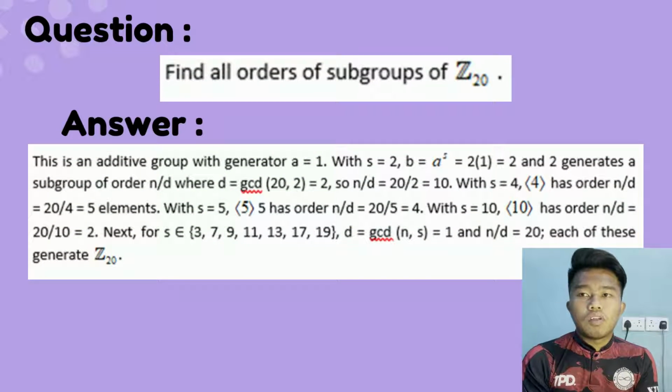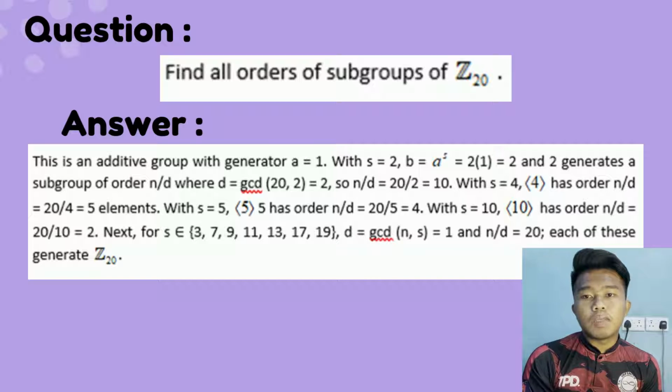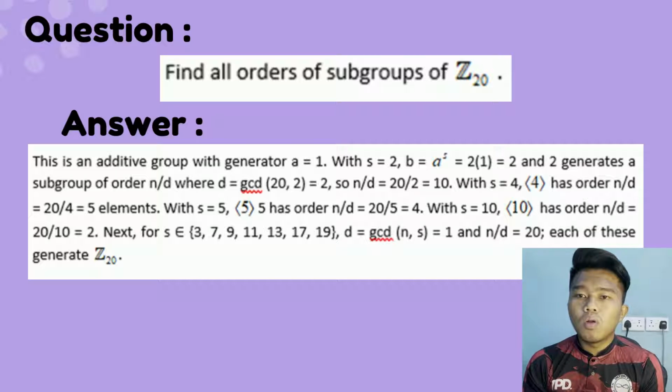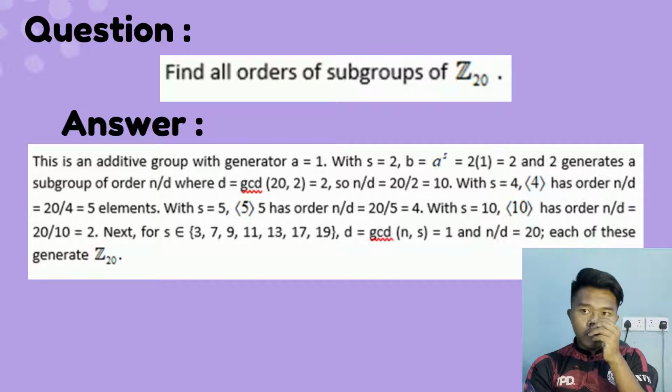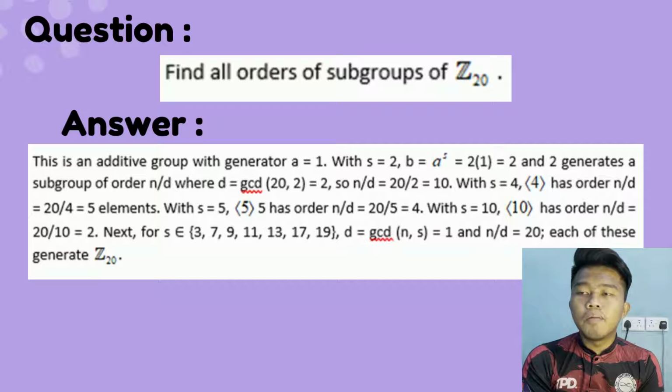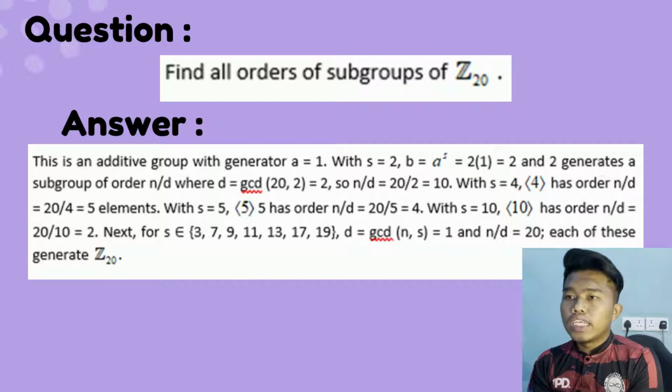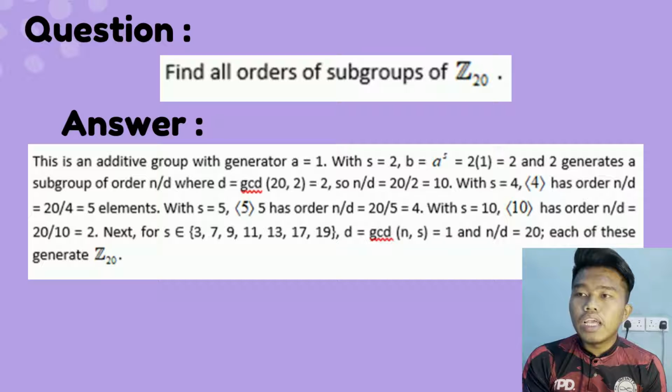So, we proceed to the example of theorem 6.15. The question is: find all orders of subgroups of Z modulo 20. The solution: this is an additive group with a generator A equals 1. With S equals 2, B equals A to the power of S, which equals 2, and 2 generates a subgroup of order n over D where D equals GCD of 2 and 20, which equals 2. So, n over D equals 20 over 2, which equals 10.